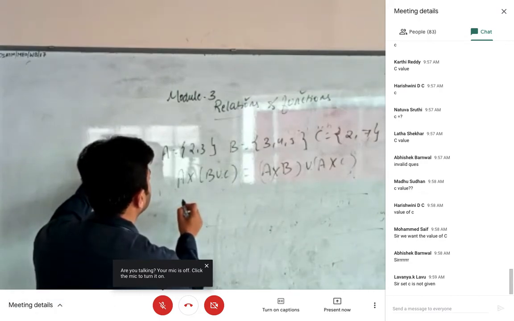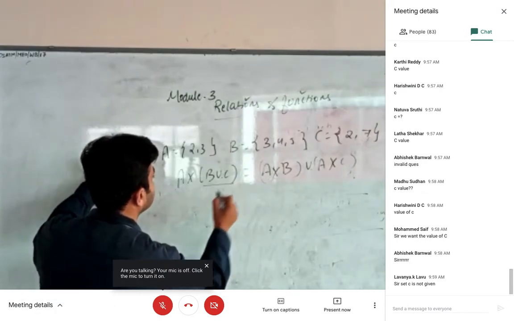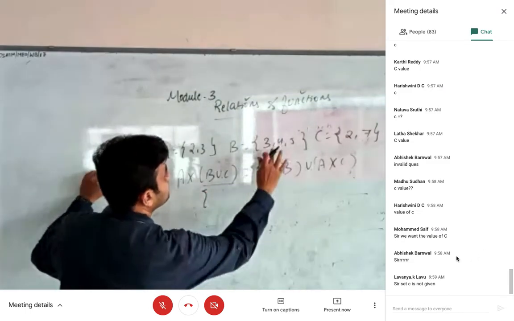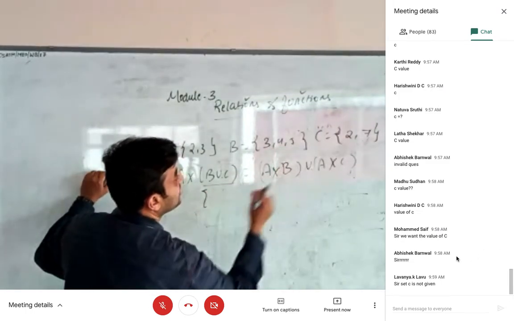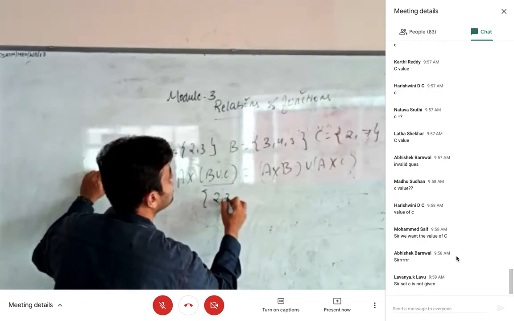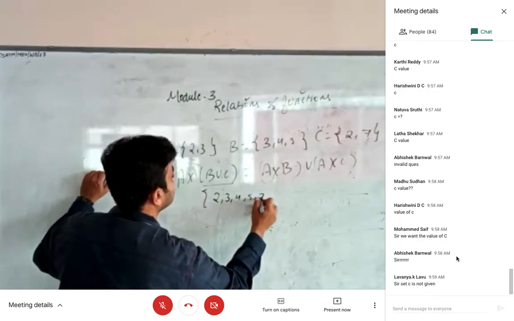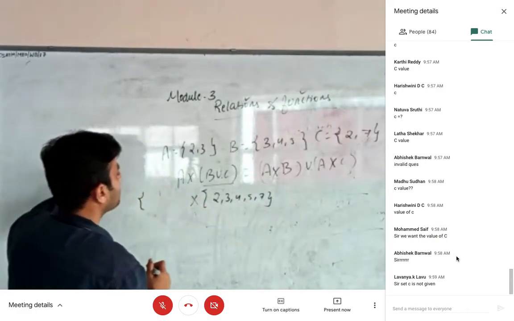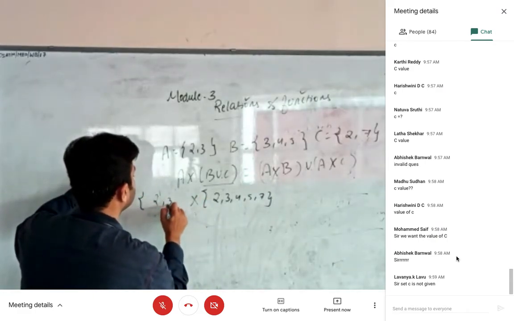You also keep solving. First, A cross of B union C. First of all, I have to find B union C. B contains 3, 4, 5 and C contains 2, 7. So I just have to include all the elements: 3, 4, 5, 7. This has to be found as a Cartesian product with the set A, which contains 2, 3.